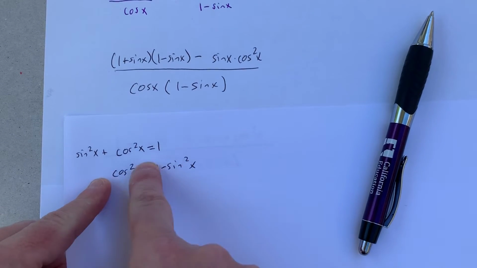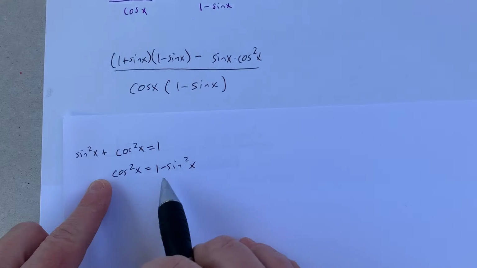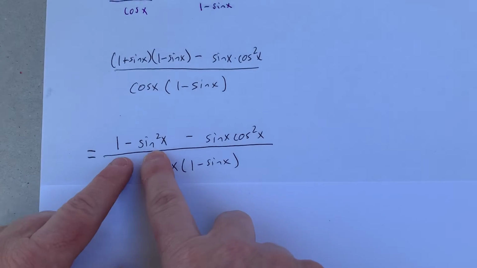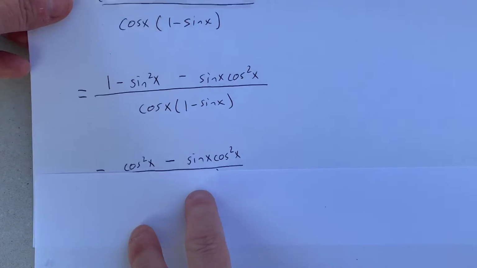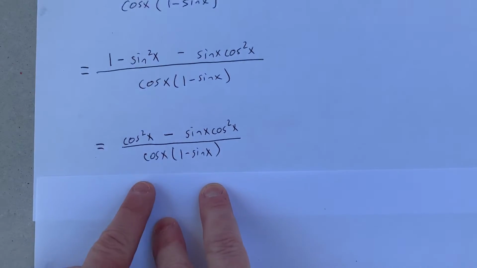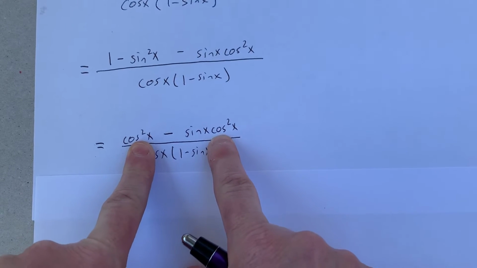This is still a Pythagorean identity. It's just rewritten with algebra. So 1 minus sine squared, that's cosine squared. And so I can substitute in cosine squared for that guy there. I'm going to do that right here. Now I get this.